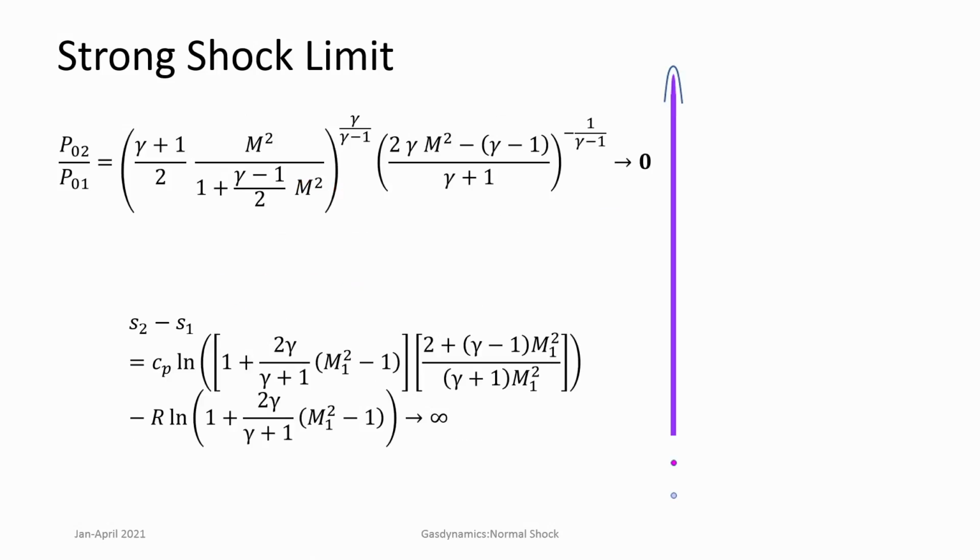So what about entropy? Entropy increases to infinity. As a consequence, the stagnation pressure ratio, P02 by P01, is nothing but e power minus delta S by R. So as delta S increases to infinity, P02 by P01 tends to 0. So stagnation pressure decreases to 0.